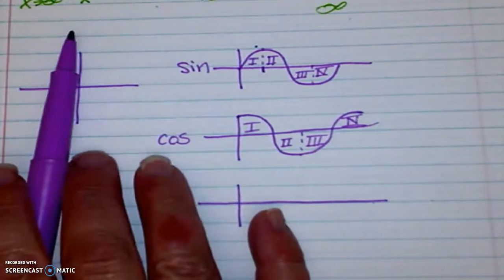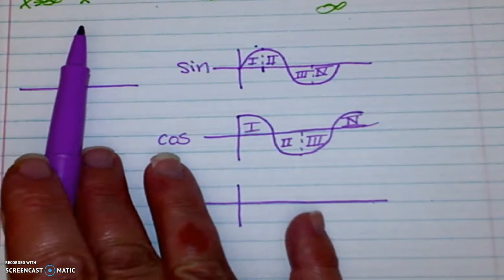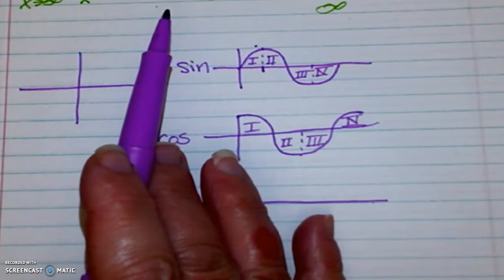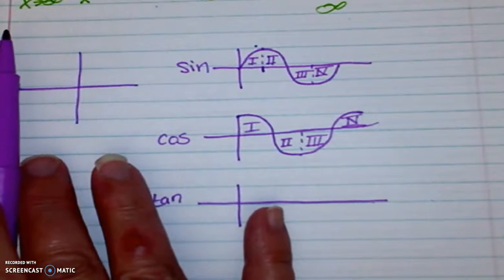Well, if you were looking at the x values, you were splitting it right here with the y-axis, and anything to the right is positive, anything to the left is negative.